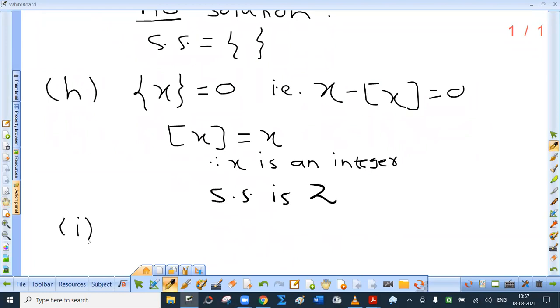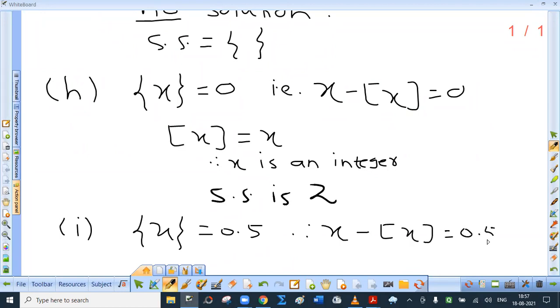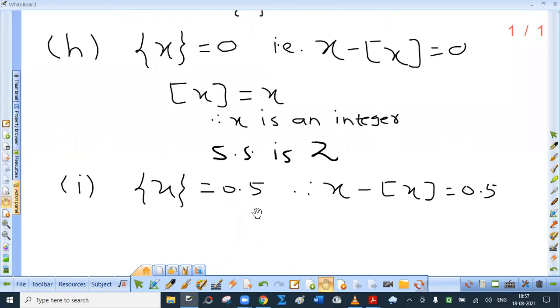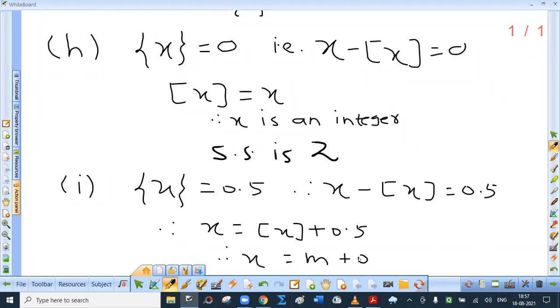Now I part. So fractional part is 0.5. So x minus step x, see, this is the standard definition, is 0.5. Okay. So x is step x plus 0.5. Therefore, x is m plus 0.5, where m is an integer.